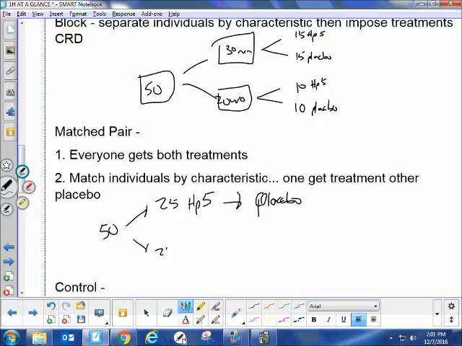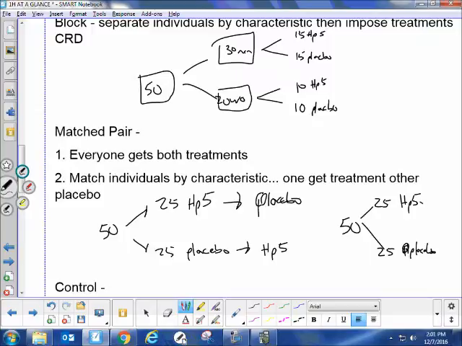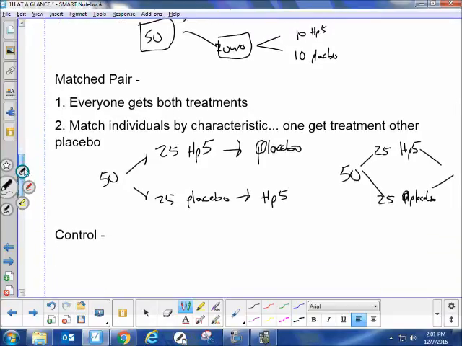And then the other 25, they're going to get the placebo first, and then the HP5 second, and compare the results. Or you have 50 people, 25 and 25, matched up by starting cholesterol levels, and then half of the ones that have the same starting cholesterol levels as these half get HP5, the other ones get the placebo. We look at the results.